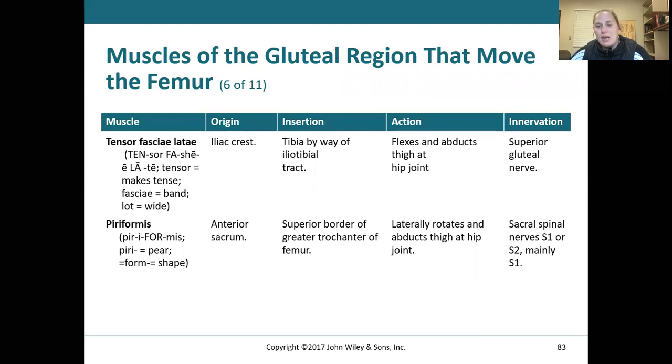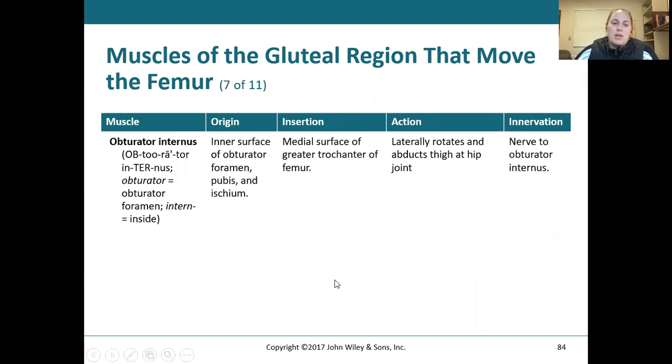Piriformis, it's going to laterally rotate and abduct the thigh at the hip joint as well. Its origin is the anterior sacrum, so again, back there near the base of the spine, and its insertion is the superior border of the greater trochanter of the femur. So it's not surprising that it can laterally rotate and abduct the thigh.